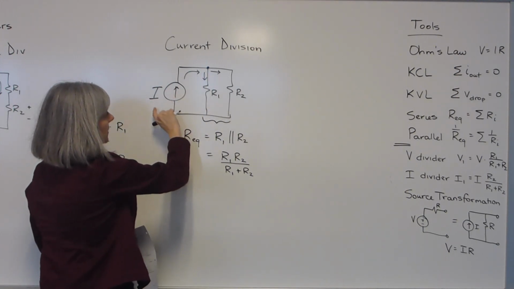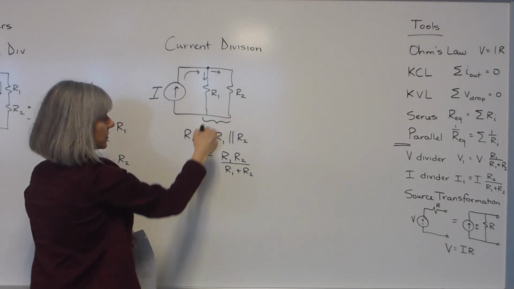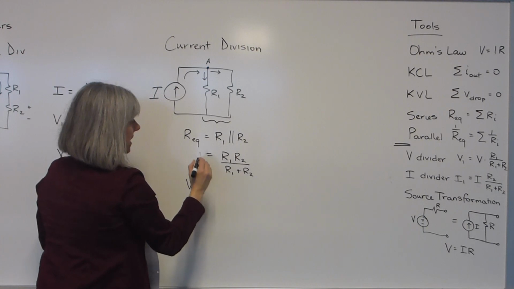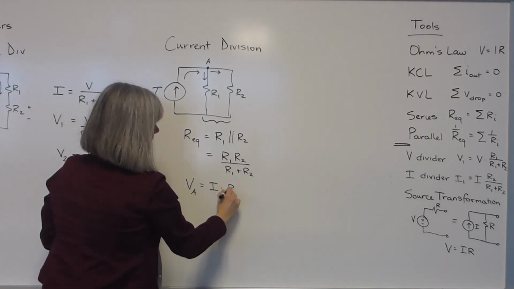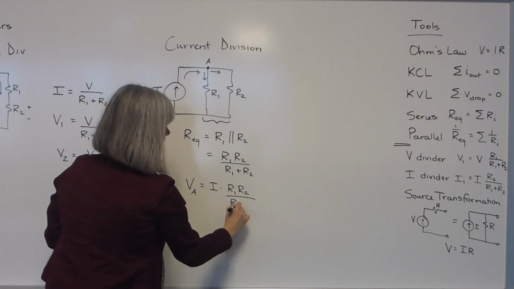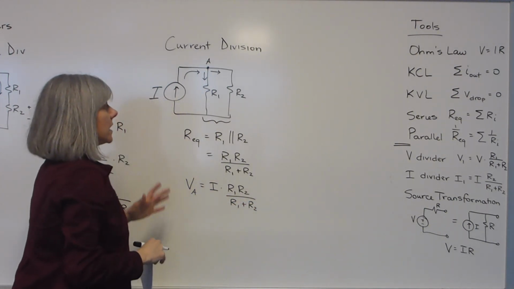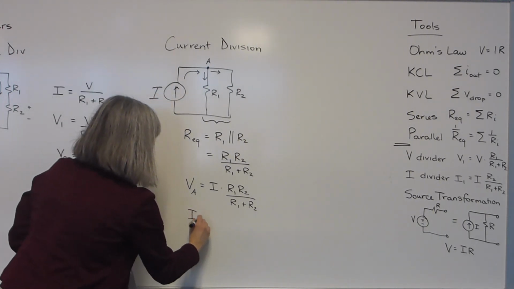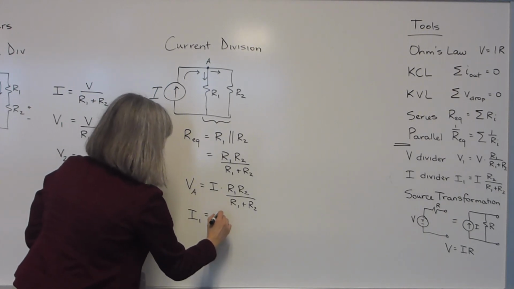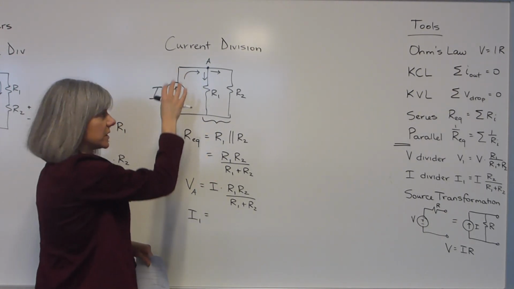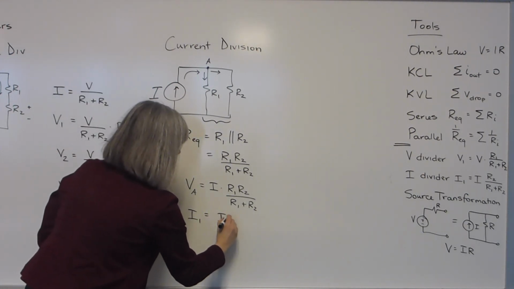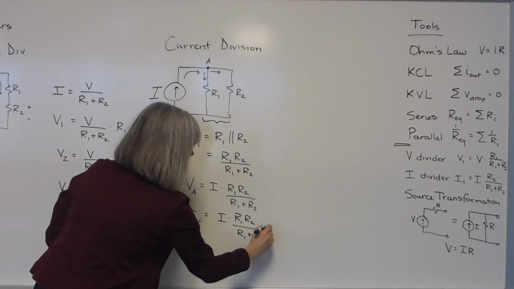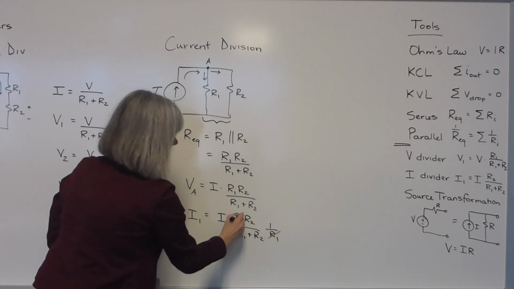So the voltage there, now that I have a single resistor here, is just the current through that single resistor. So the voltage at node A is just going to be I times the equivalent R. Okay, but now if I want the current through R1, it's just V divided by R. So the current through R1 is the voltage divided by the resistance. Note that these cancel.